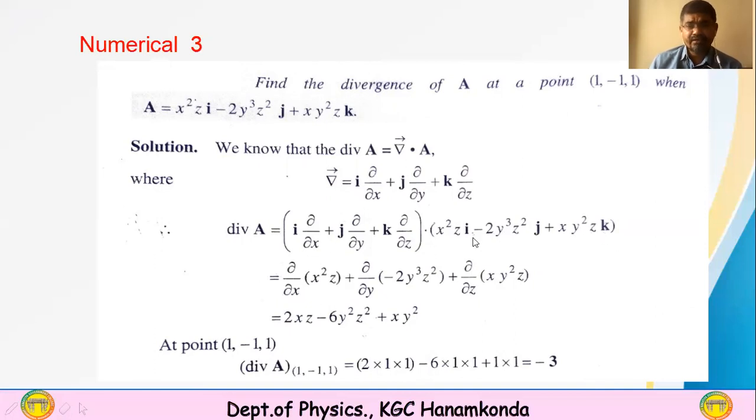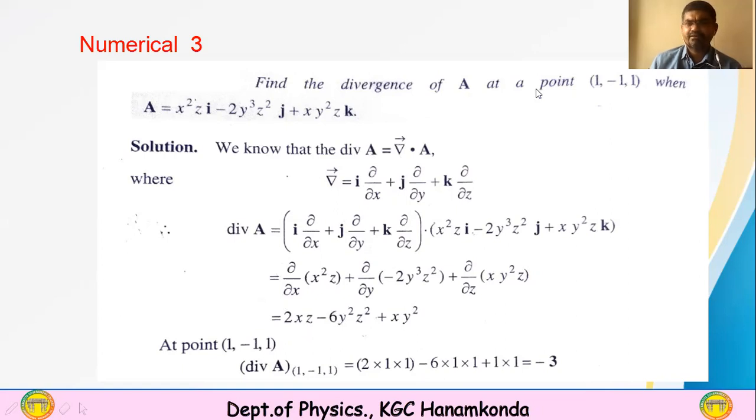Just doing the dot product, writing that ∂/∂x of x²z plus ∂/∂y of −2y³z² plus ∂/∂z of xy²z. Performing partial differentiation here, that value will be 2xz − 6y²z² + xy². This is also a scalar function. We are operating the del operator with the dot product on the vector field, and we got a scalar function.